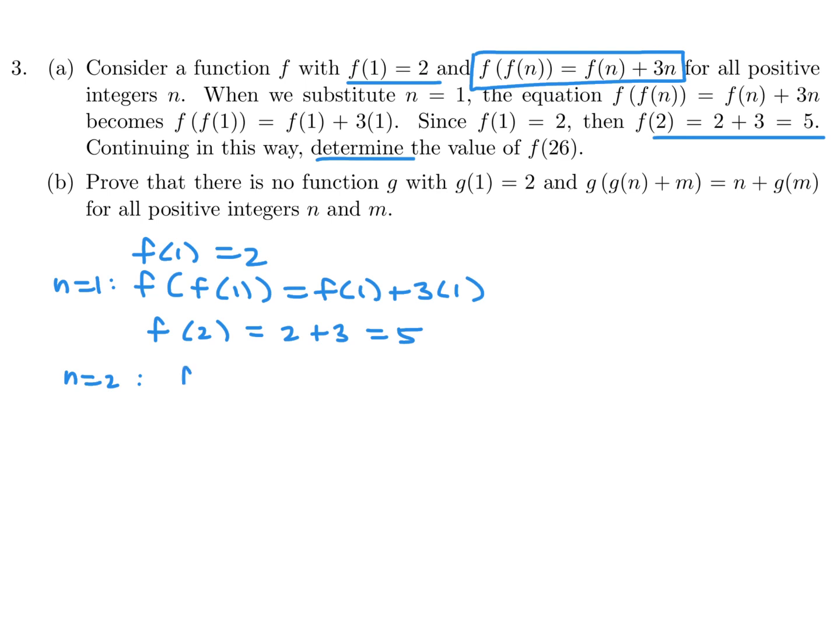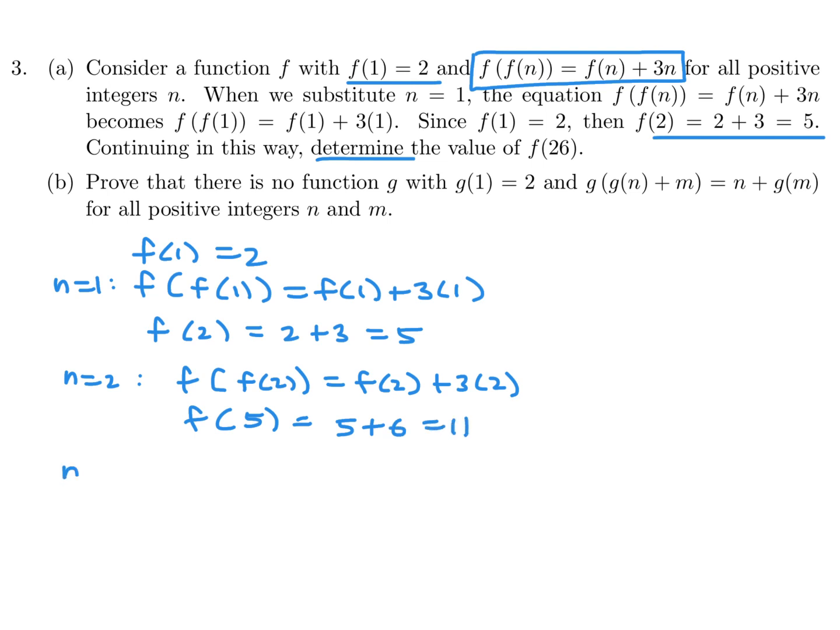So this time f at 2 is equal to f at 2 plus 3 times 2. And that looks like f at 2 is 5, so f at 5 would be 5 plus 6, so that's 11. All right, so now we have n equals 5. We can jump to n equals 5. That's good, because 26 is a long way if we have to keep doing it one by one. But we can jump to 5.